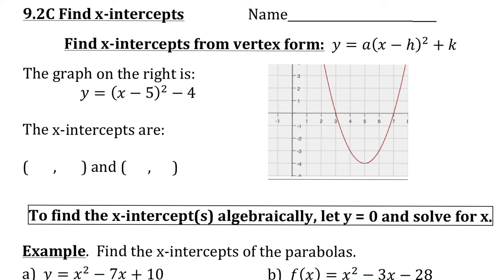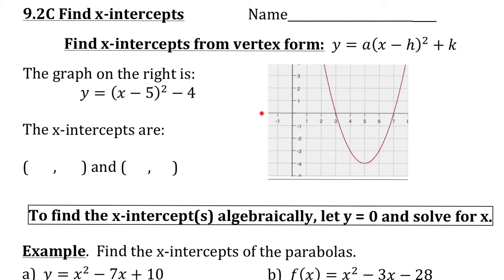Okay, 9.2c, we're going to find the x-intercepts of parabolas, which is really finding the x-intercepts of quadratic equations. It says vertex form, but it doesn't really have to be vertex form. This graph is representing this equation. It went right 5, down 4, just like we learned last chapter. The x-intercepts are where the graph hits the x-axis.